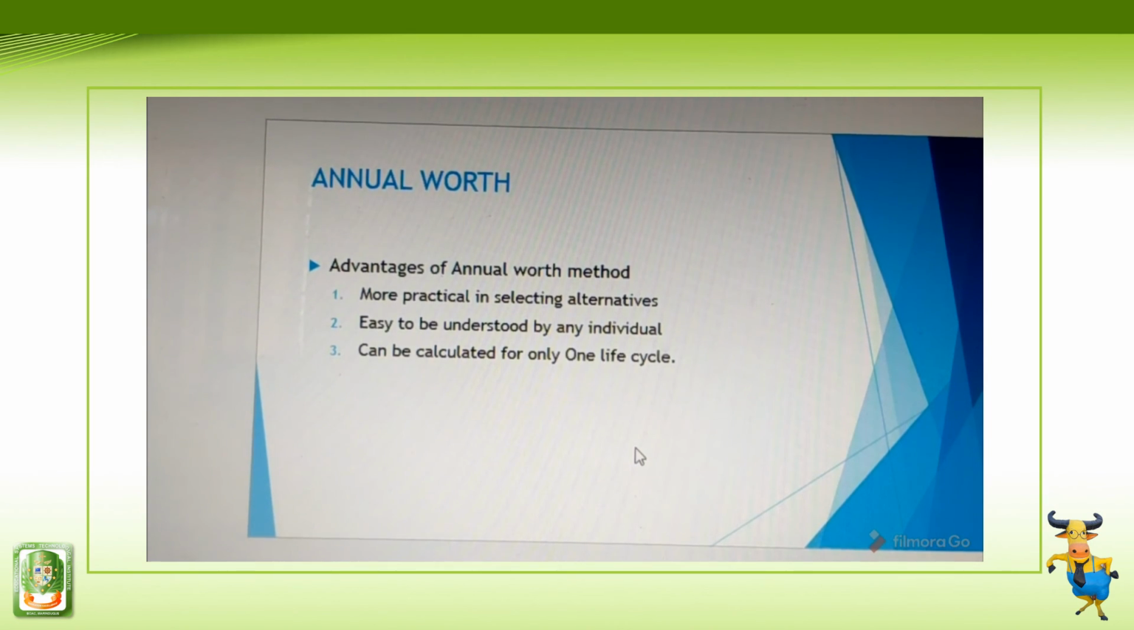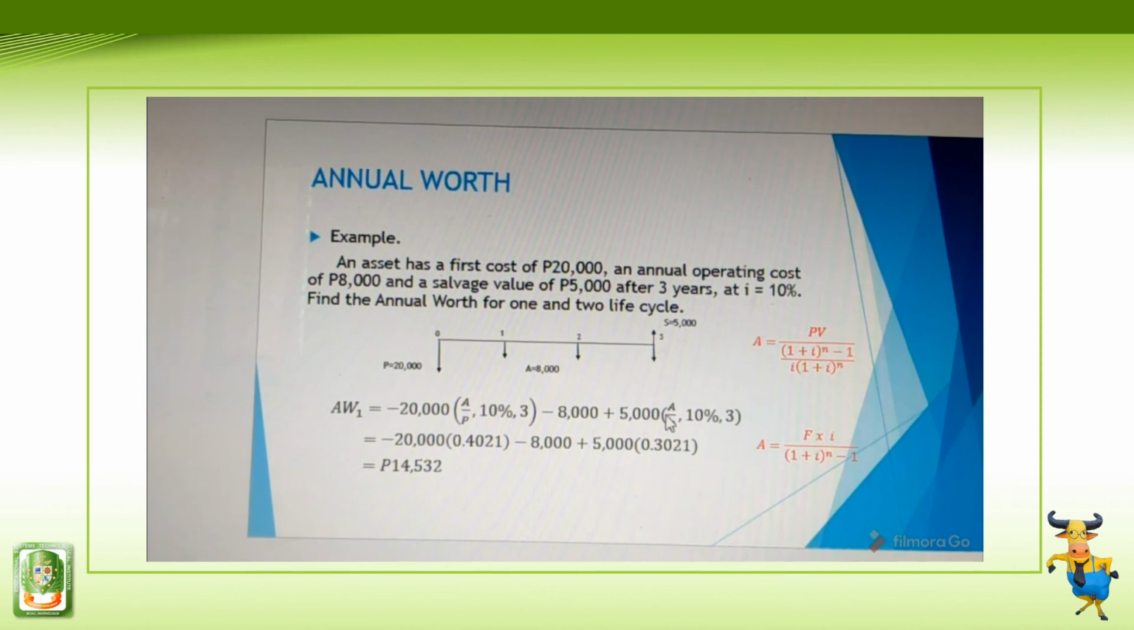So we have the annual worth. Advantages of the annual worth method: more practical in selecting alternatives, easy to be understood by any individual, and can be calculated for only one life cycle. So for example, an asset has a first cost of 20,000, an annual operating cost of 8,000, and a salvage value of 5,000 after 3 years at an interest rate of 10%. Find the annual worth for 1 and 2 life cycles.